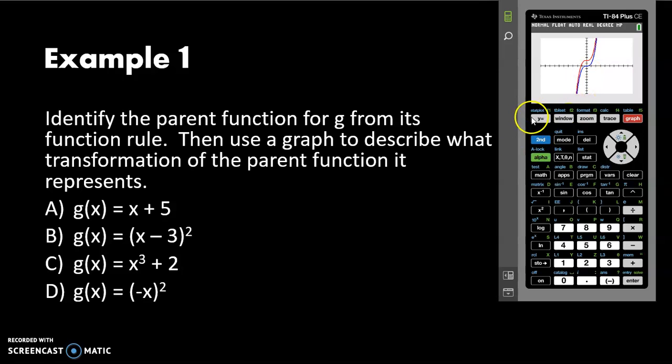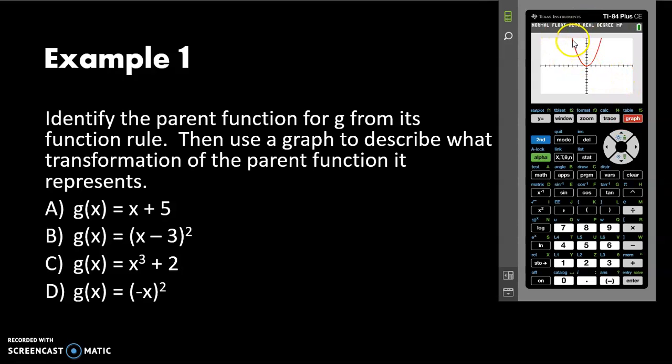Now finally, in part D, they give us g of x equals negative x to the second. So notice I have an x to the second. That's quadratic, so I'm going to put in the quadratic parent function. And again, I'm going to type this function exactly as it appears. So parentheses, negative x, parentheses, squared. And now I'll go to my graph.